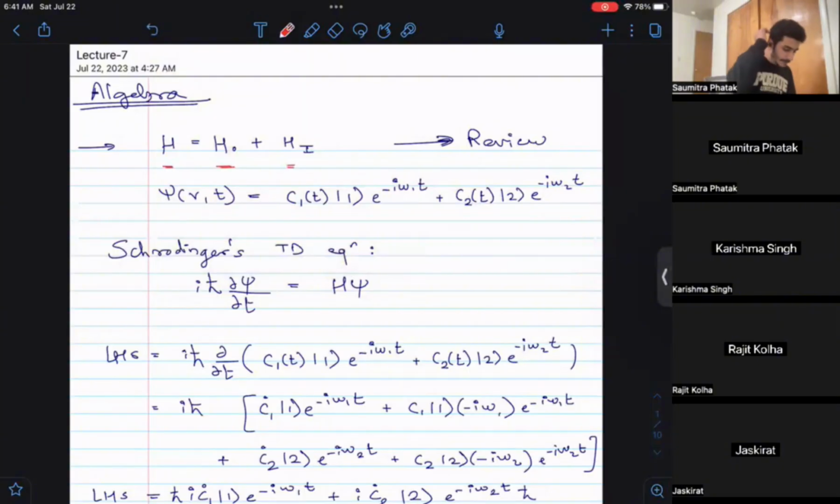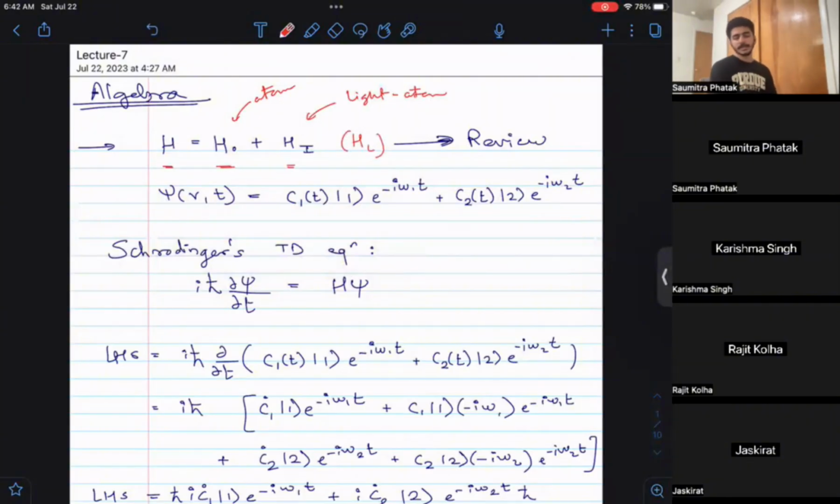So H is the total Hamiltonian of the system. The interaction Hamiltonian is the interaction of light and atom, as always for us in this course. Later, when we consider the quantized version of the light, we will also consider one more term, which will be for the light.